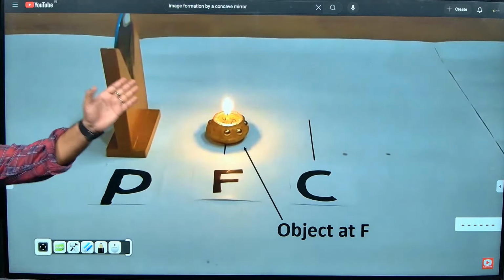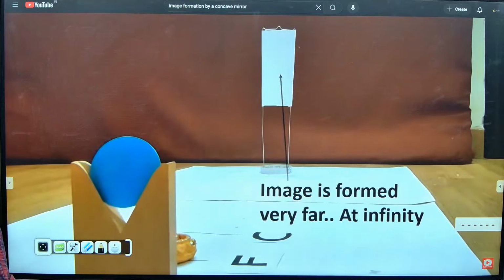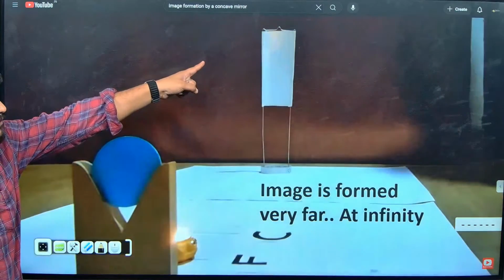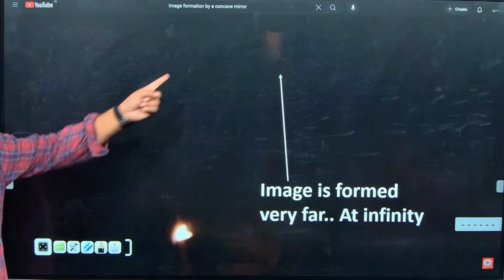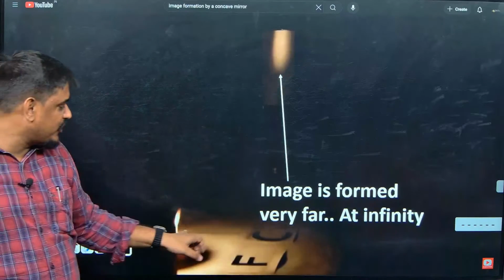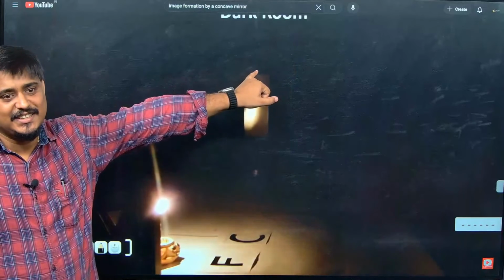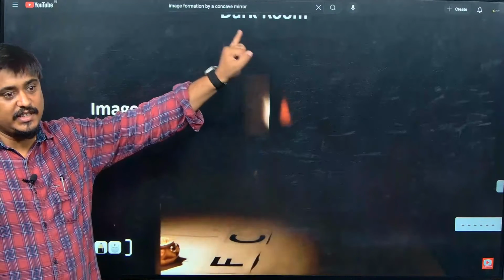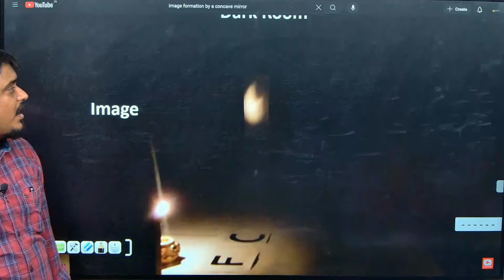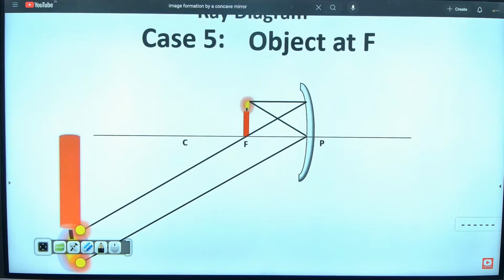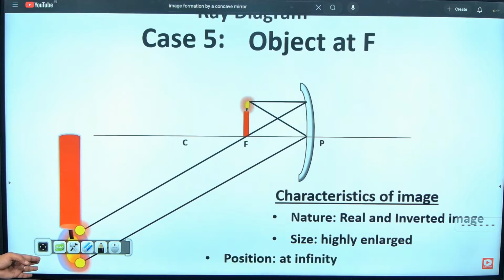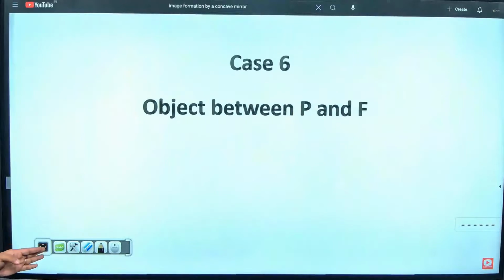So, somewhere very far, if they are keeping a screen and checking what they are seeing, you are not able to get the full image itself. See, they will make a dark room. They are going to get some image, but how will it look? The full image of the flame is not coming inside the screen. It is real, inverted, highly enlarged. So, for the object at F, the image is forming somewhere at infinite, real, inverted and highly enlarged.